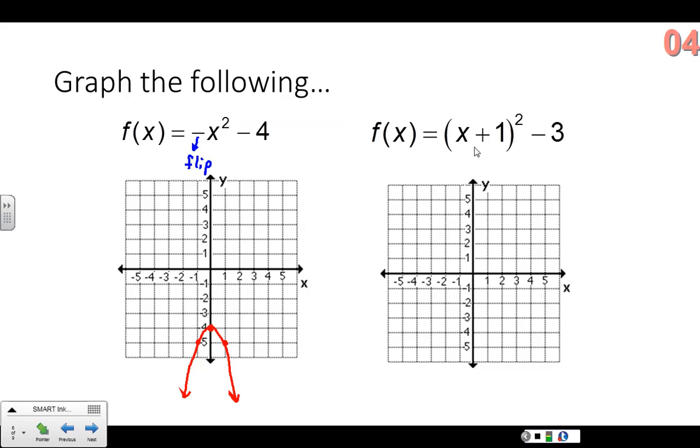f of x equals the quantity x plus 1 squared minus 3. Now in this one, we don't have a coefficient in front at all, so we're going to have just a normally opened parabola, opened upward because this is not negative. x plus 1 in parentheses, so it's going to shift it to the left 1 unit. And then the minus 3 being subtracted from the entire equation is going to shift us down 3 units.